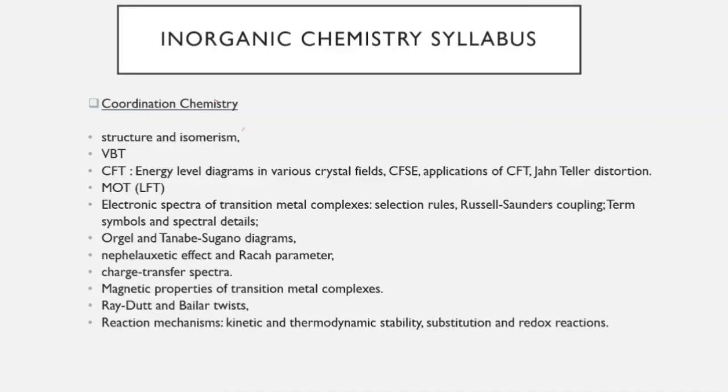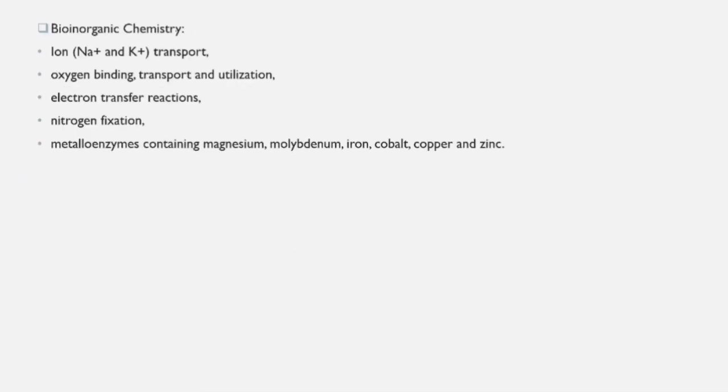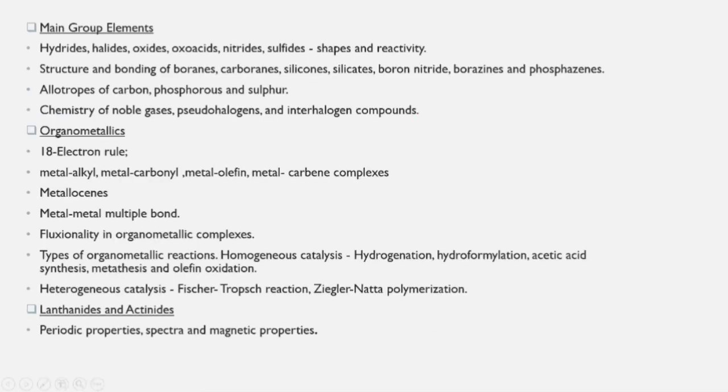Now, if we discuss the syllabus of inorganic chemistry, here in inorganic chemistry, we have 5 units. Out of the 5 units, the first one is coordination chemistry, then main group, organometallics, lanthanides and actinides, and bioinorganic chemistry. So basically, the major part of the inorganic chemistry syllabus lies in OMC plus coordination chemistry.